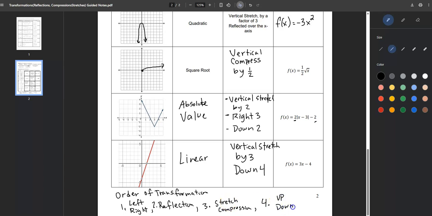Excuse me for making a mistake there. So again, first things are left, right, reflection second, stretch compression third, and then up and down would be your last thing as we look at that. So as I was graphing this one here, I would move right 3, and then I'd stretch it by 2, and then I'd move down 2. This is how the order would be for that. Okay? Apologize for my mistake there.